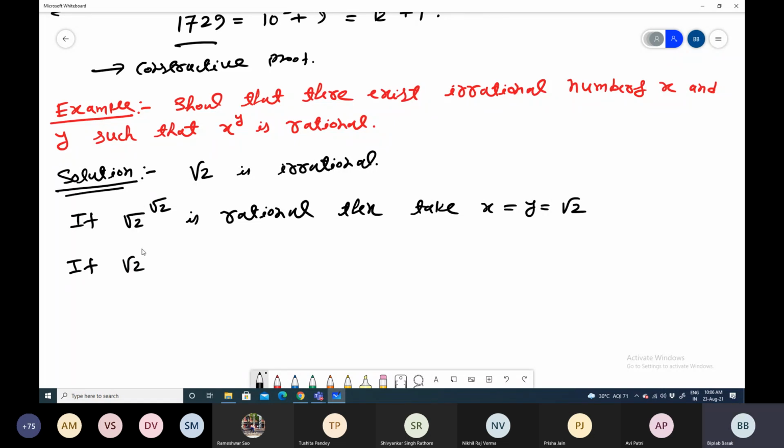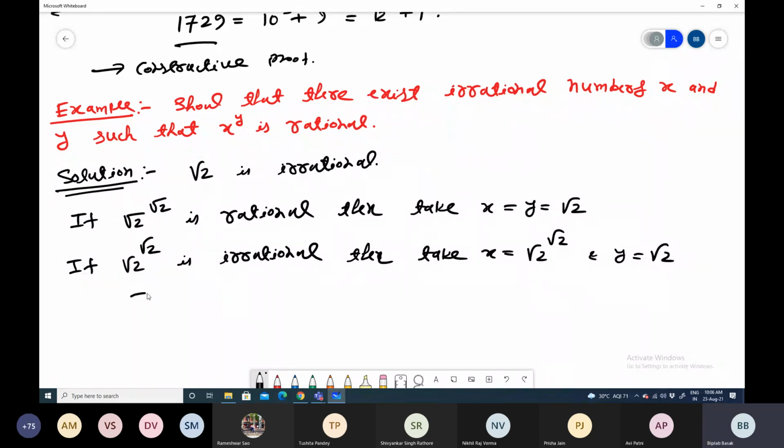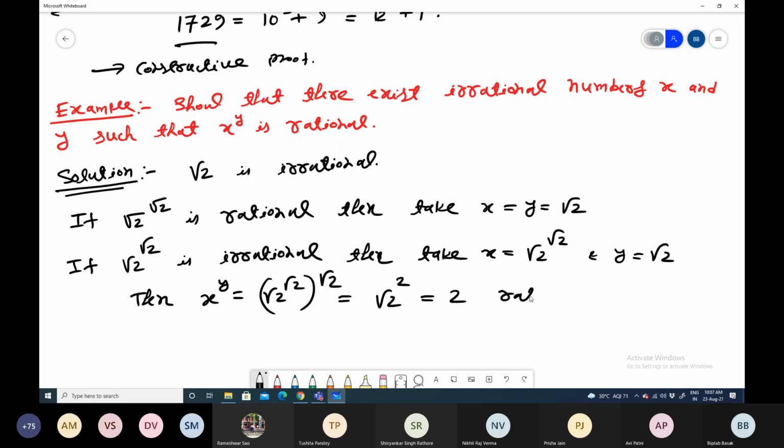Now, if root 2 power root 2 is irrational, then take x equal to that root 2 power root 2 and y equal to root 2. And then x power y will be root 2 power root 2 and then root 2. That will be root 2 power 2, and that is 2, which is rational. So we are done.